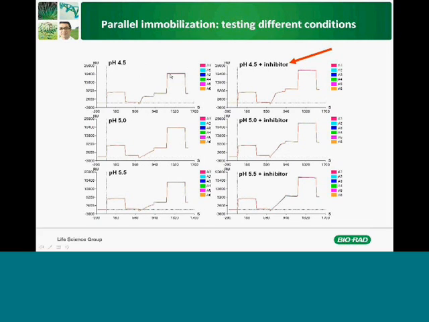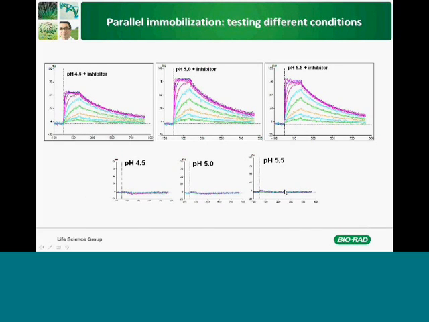So for each different pH, we pre-incubated with an inhibitor and without. And here you can see the immobilization scheme in the 6 different channels. And then, of course, we tested the activity with another inhibitor, and you can see very nicely, not surprisingly.